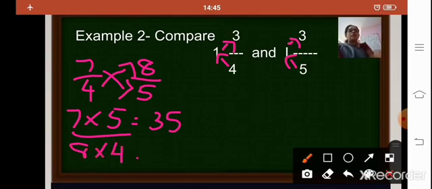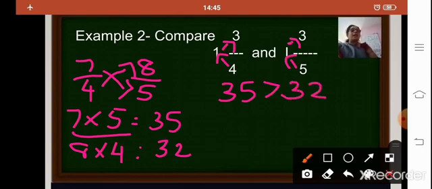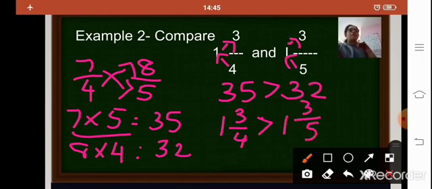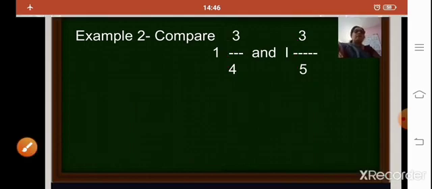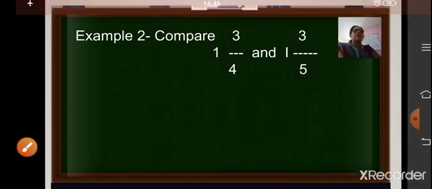8 fours is 32. Now here 35 is greater than 32. So you can say that the first fraction, that is 1 3/4, is greater than 1 3/5. So 1 3/4 is greater than 1 3/5. So just you will see the working in the second slide.